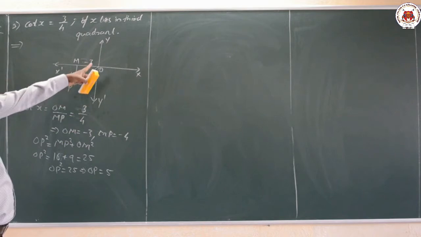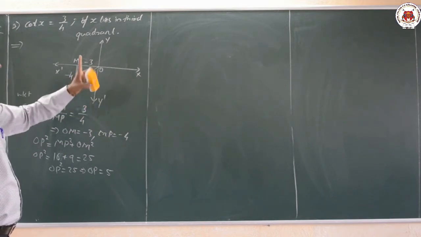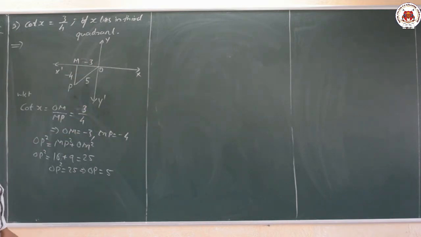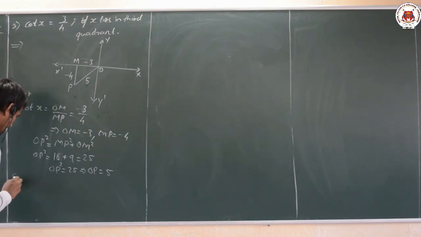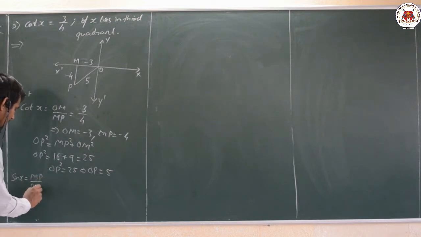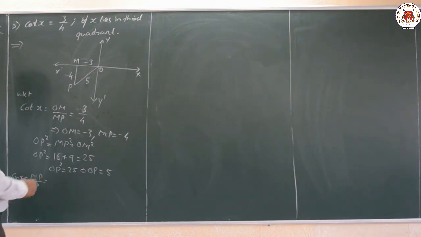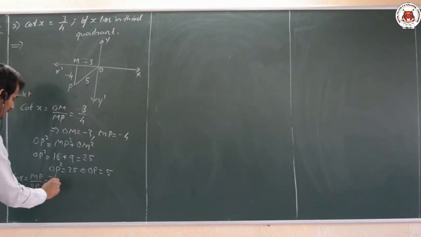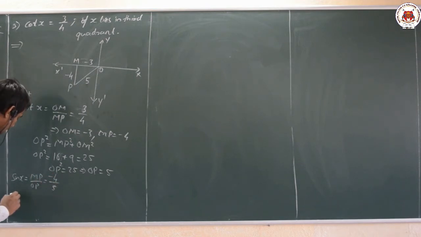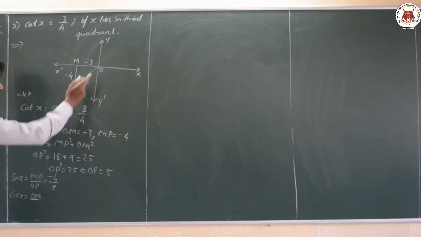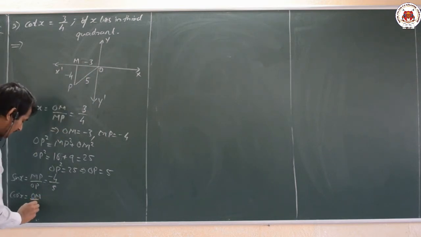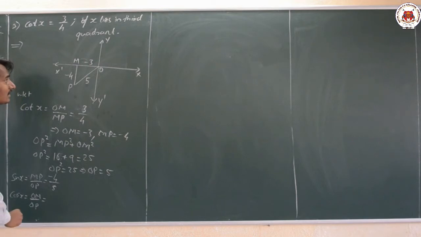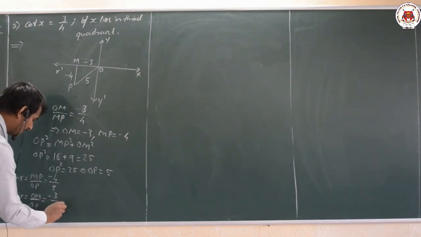Fine. Now we got all the values. OP value got, MP I got, and OM I got. Now easily you can find out the sin, cos, tan values. Sin x equal to MP divided by OP, opposite by hypotenuse. So MP value here is minus 4 divided by OP, that is 5. Then cos x equal to adjacent by hypotenuse, OM divided by OP. OM value is minus 3 divided by 5.